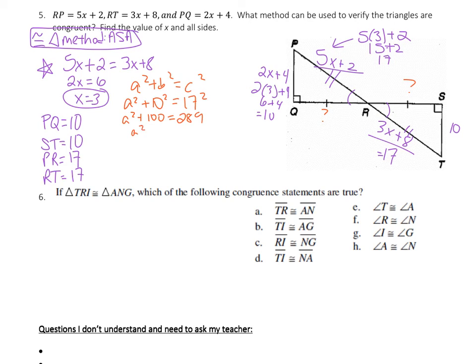When we subtract over the 100, that will give us 189. We need to take the square root of 189, and we get right around 13.75. So that's what our QR and our S sides are equal to, is 13.75, and that's for both of them since they are congruent.